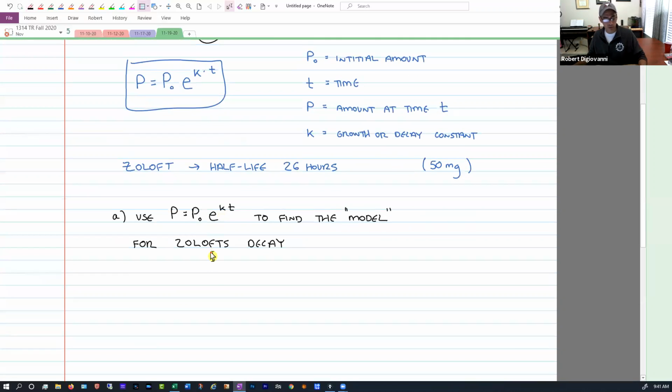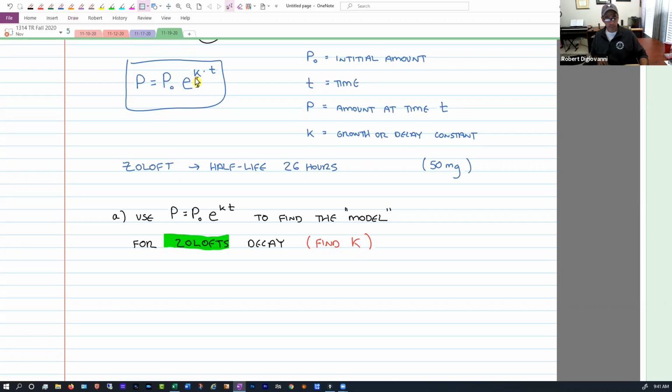So we want to use this equation to find the actual model for Zoloft specifically. What that means, at the end of the day, is that we need to go find what k is in this model. So k is this number right here. And once we know k, then we can answer any questions that anyone ever asks us about Zoloft. But we have to find the k first.